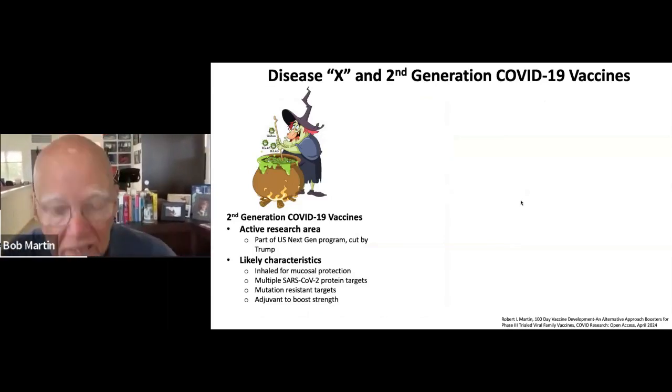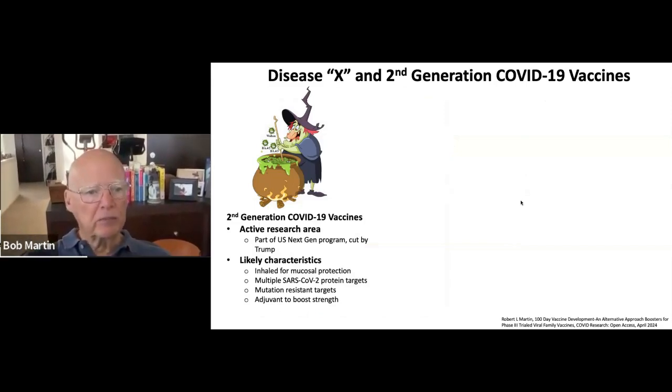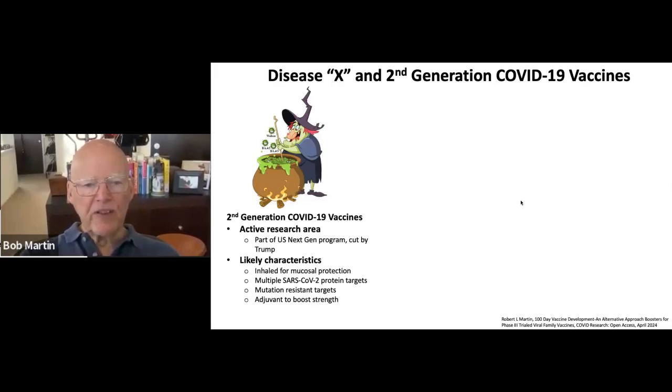Okay, so research is taking place on the next vaccines. It was a part of the U.S. Next Gen program, which of course was cut by Trump. Characteristics are well known. The present vaccines only protect the lower part of the body. You want to protect the upper. That's why infection is useful. It also protects the upper and gets T cells.